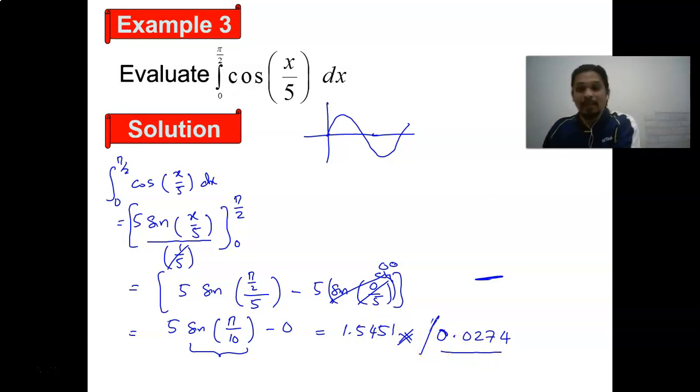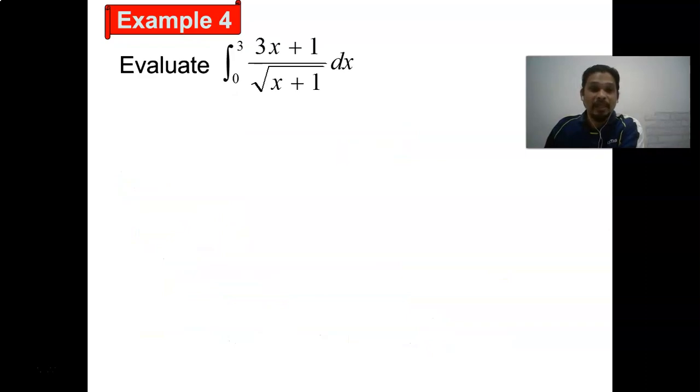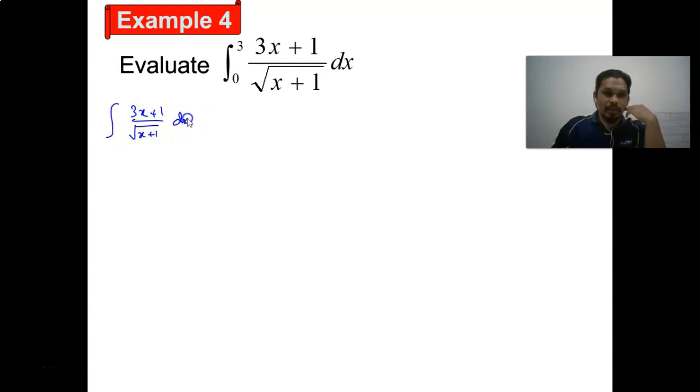Okay. So next, evaluate this one here. In this case, before we substitute the value of x equal to a until b, 0 up to 3, we need to solve everything first. For this case, I ignore the limits a until b. Let's solve this first: the integral of 3x plus 1 divided by square root of x plus 1 dx.